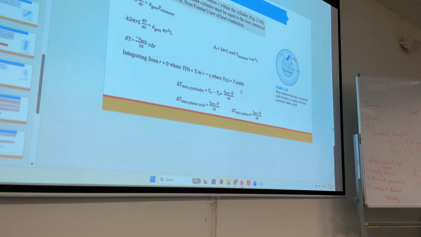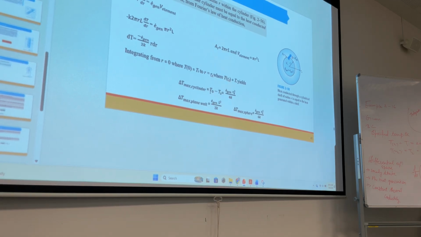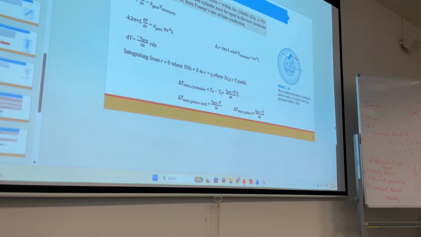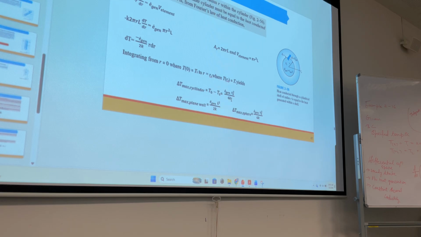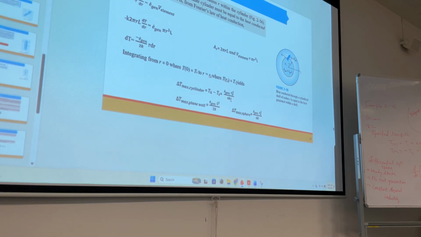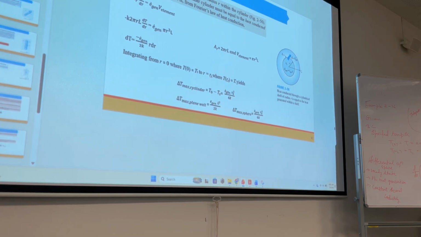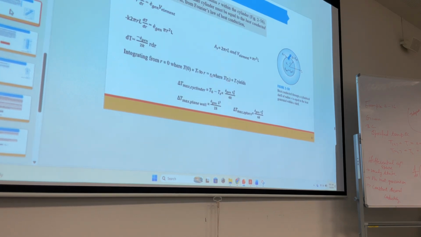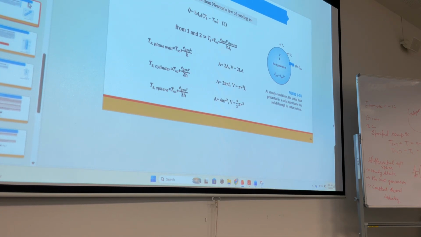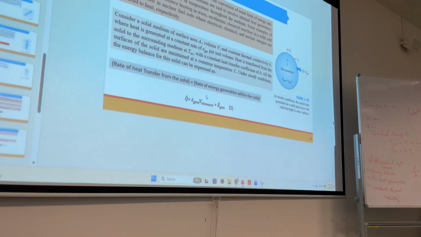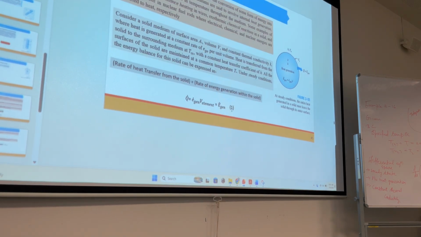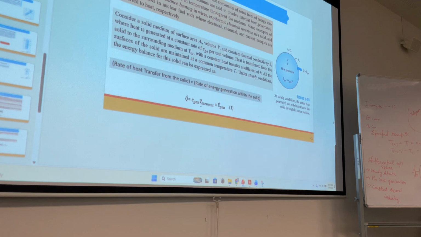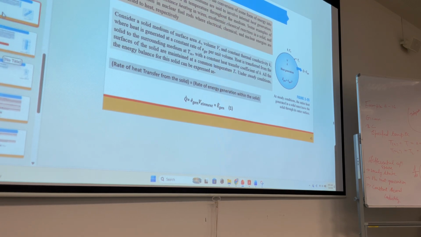Okay, so they are asking T0. Ts is given, R0 is given, 4K, K is also given, thermal conductivity, right? Heat generation you can find out from here. If you have total heat generation, you can just divide it by volume. Let me write it down.